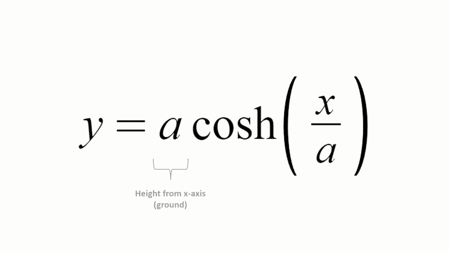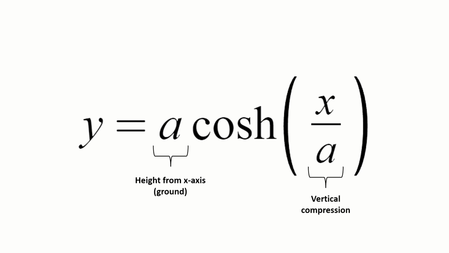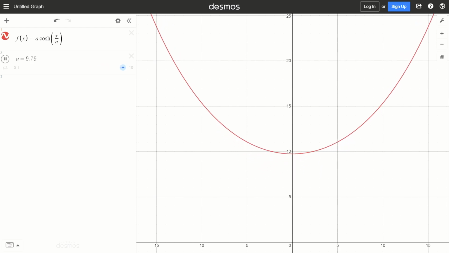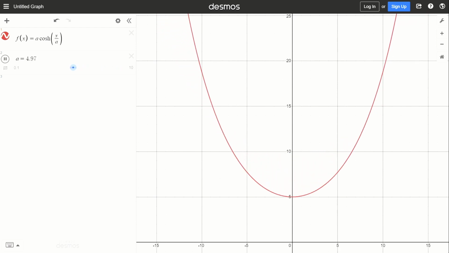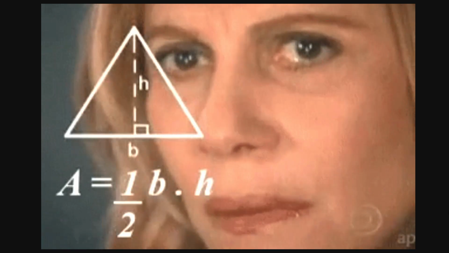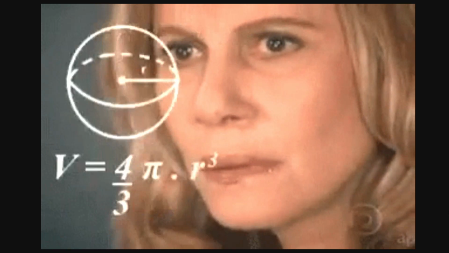The a on the outside raises and lowers the bottom of the rope, while that same a under the x vertically stretches the curve to correspond to the lower heights. This animation demonstrates the effect of the a variable. Notice how the two a's in the equation alter the curve together to account for lowering and raising the hanging cable. And now you're thinking, how does our math play into real life?